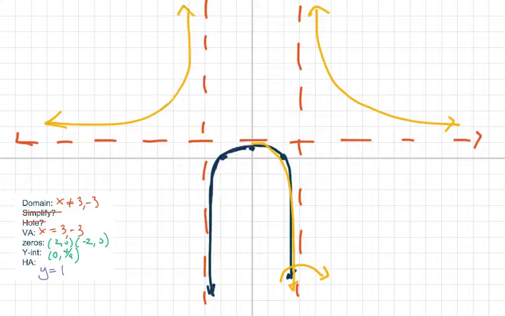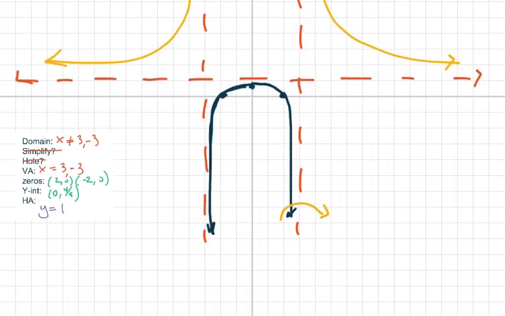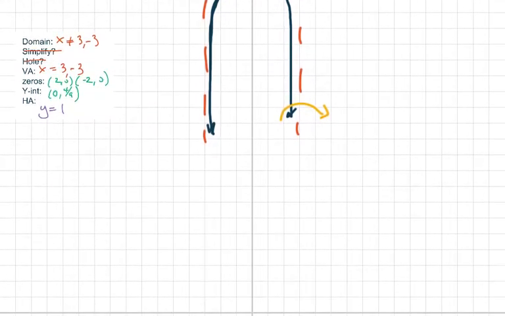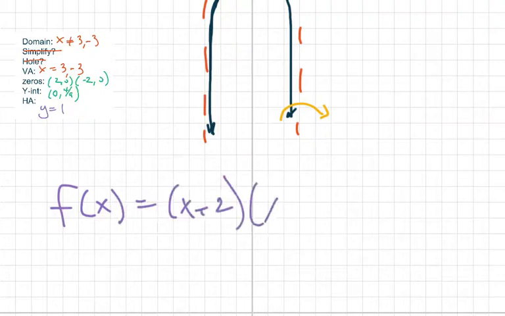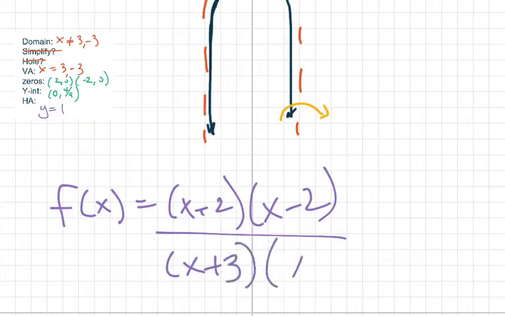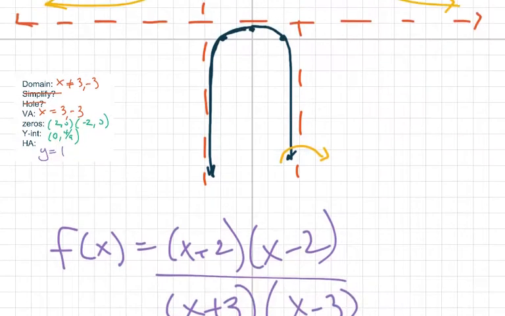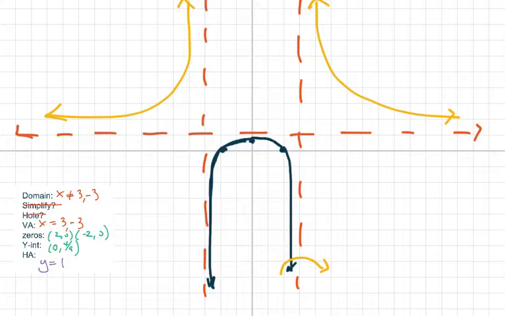So let's back up a little bit. Let's see if we're right. Let's plug in some points. So if I remember that factored form, I had f of x equals x plus 2 times x minus 2 over x plus 3 times x minus 3. Okay, so basically, if I have one point up here, everything in that section will be up above the asymptote. If I have one positive number over here, then everything's going to be up above the horizontal asymptote.